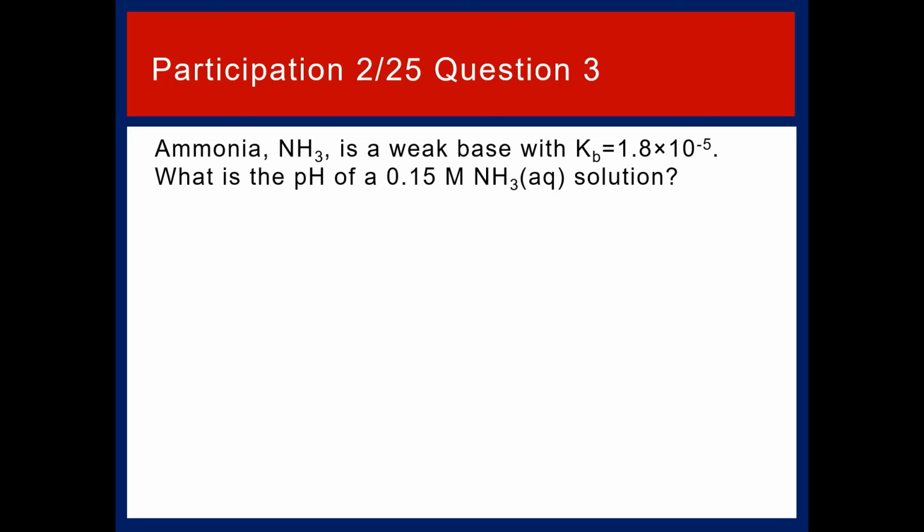Participation 225, question 3. Ammonia, which is NH3, is a weak base with Kb equals 1.8 times 10 to the negative fifth. What is the pH of a 0.15 molar NH3 aqueous solution? This is the third question on participation 225, due Friday, February 25th at 11:55 p.m. over on Blackboard. Link to the assignment is right below links to these videos. Again, ammonia is a weak base with Kb equals 1.8 times 10 to the negative fifth. What is the pH of a 0.15 molar ammonia solution?